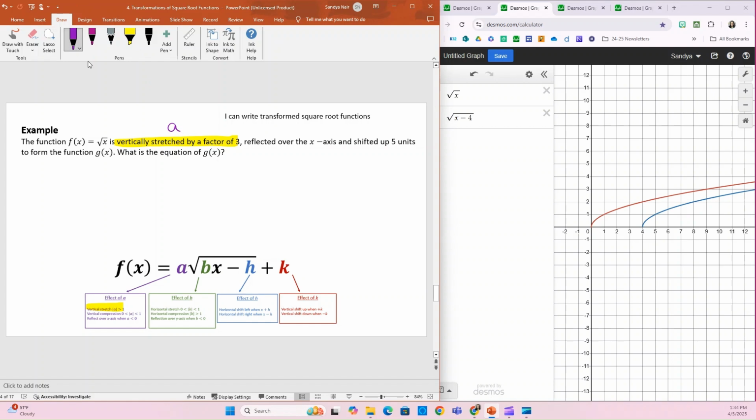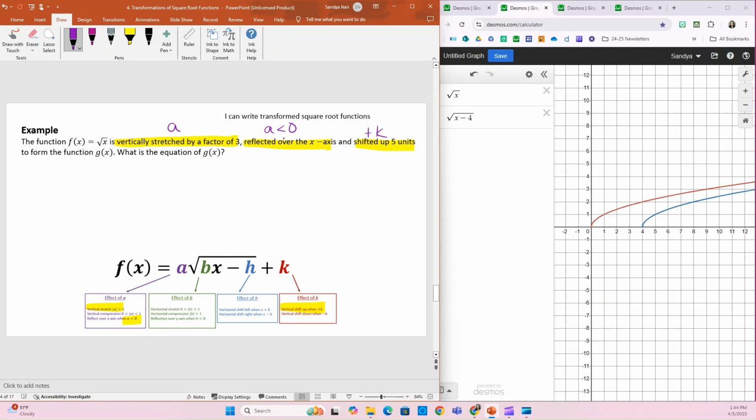We also have that it's reflected over the x-axis. So reflected over the x-axis means a is less than 0. Okay, so I need to make sure and include that. And then also it says shifted up 5 units. So if I look at my chart, shifted up is when I have a plus k. So those are going to be the values that I need to put in my equation.